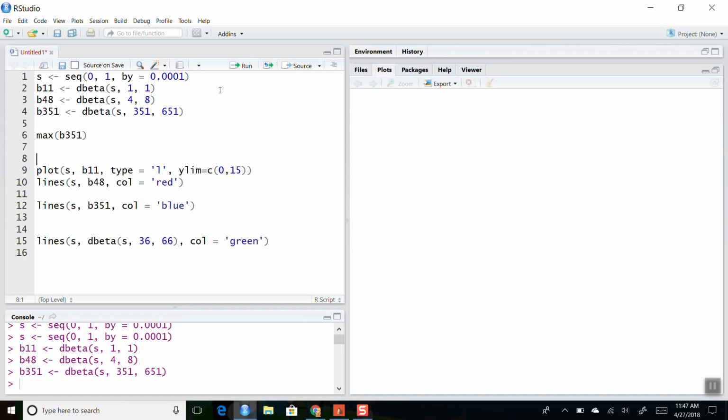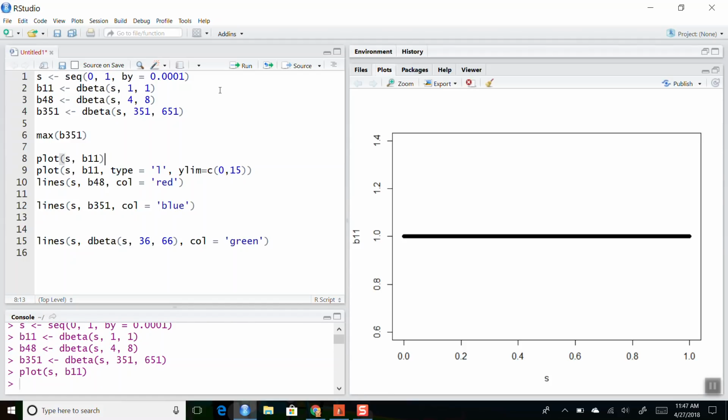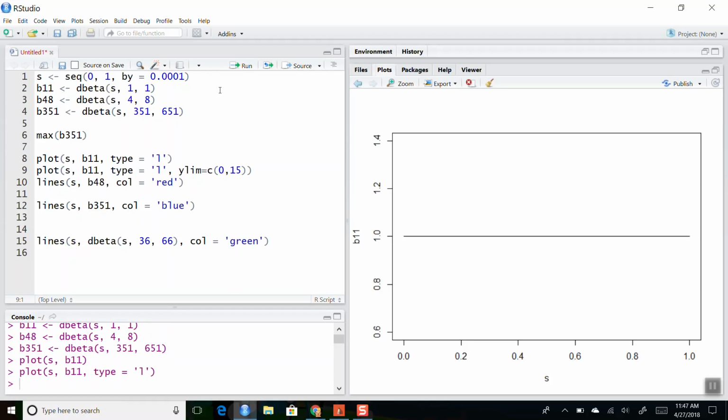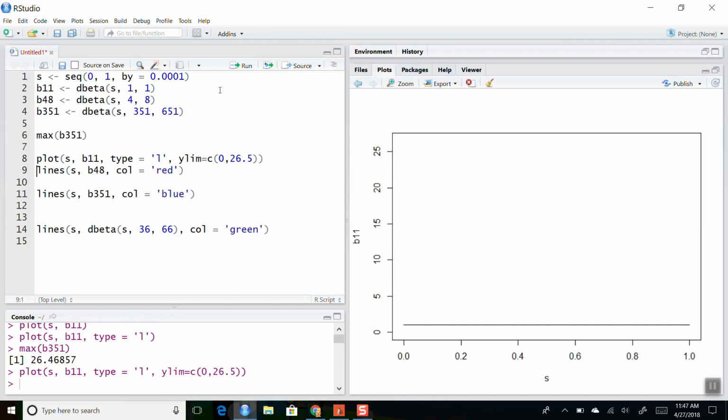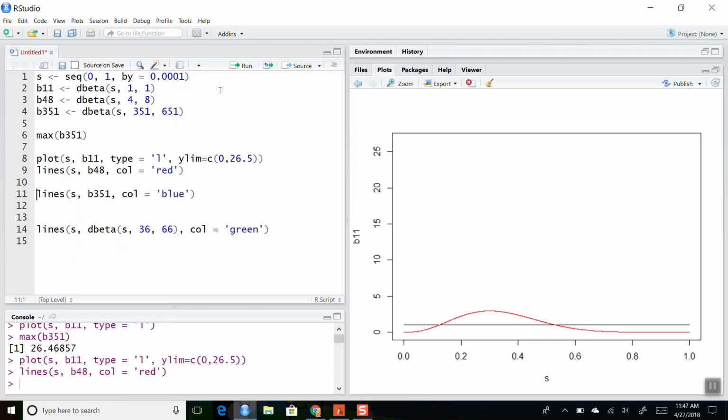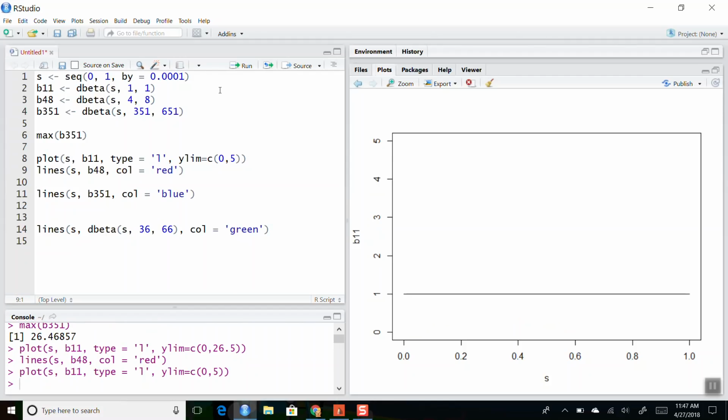If I just plot B11, type equals L. Okay, it's not that interesting. It's a flat line at 1, okay? So that's fine. I'm going to set the y-limit to 26.5, just so these fit on the same scale. If I plot what's the distribution? Here, let me change this. Okay, so let me plot that.